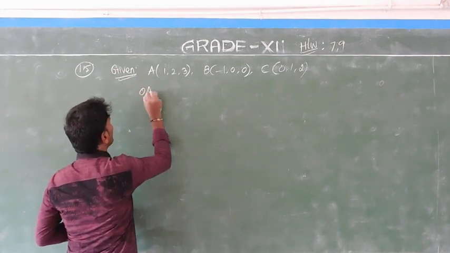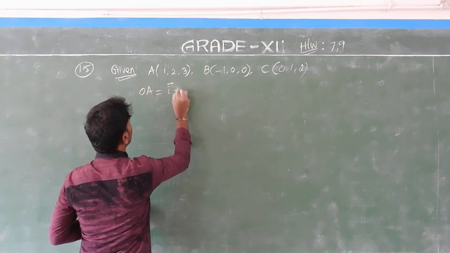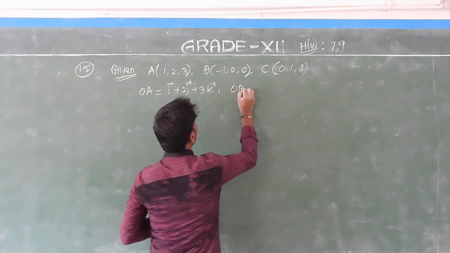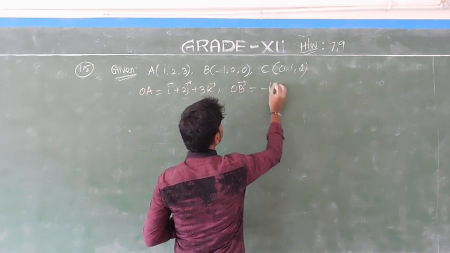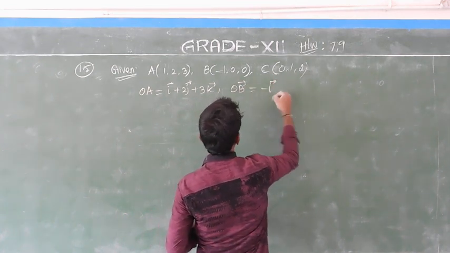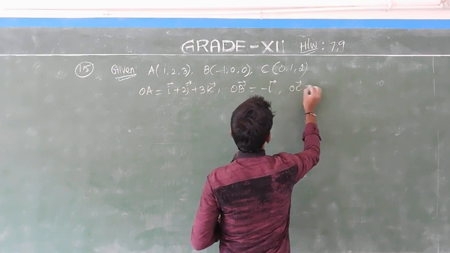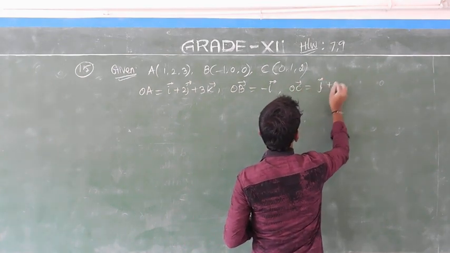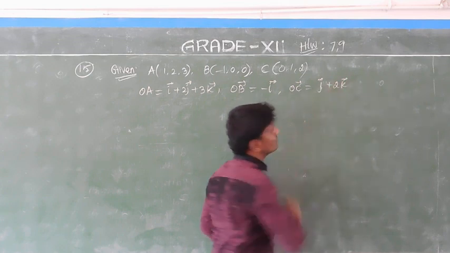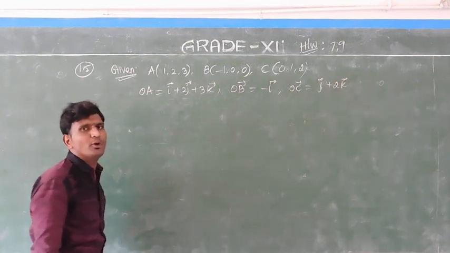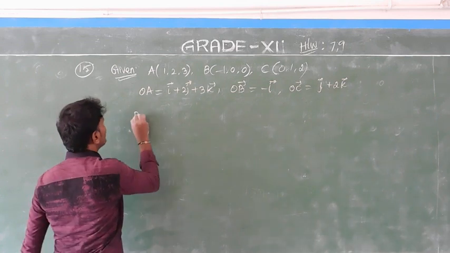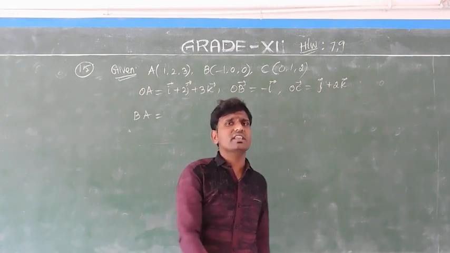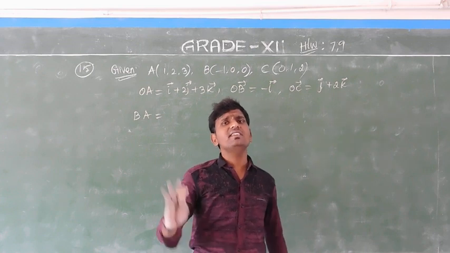So consider the OA vector equal to i vector plus 2j vector plus 3k vector, the OB vector is equal to minus i vector only, then the OC vector equal to j vector plus 2k vector. Okay, students, so these are your position vectors. Now I am going to find BA. Why, sir, are you taking BA? Because the question is asking to find the angle ABC.